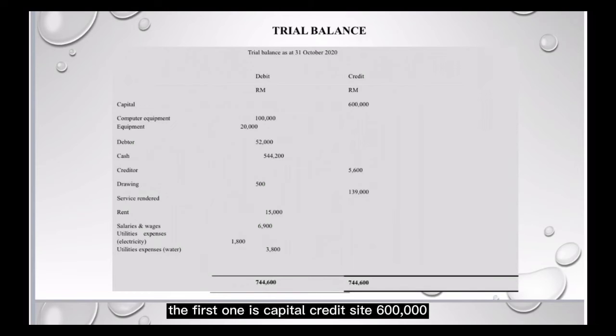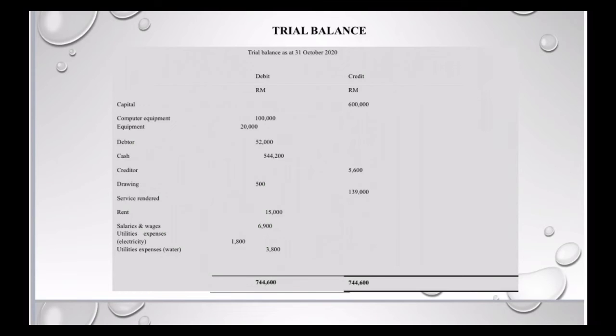The first one is capital. Credit side 600,000. Computer equipment debit side 100,000. Equipment debit side 20,000. Debtors debit side 52,000. Cash debit side 544,600. Creditors credit side 5,600.